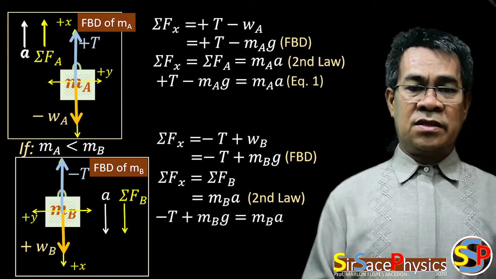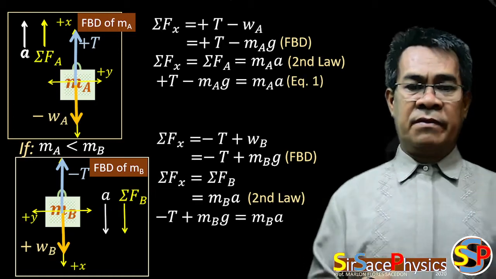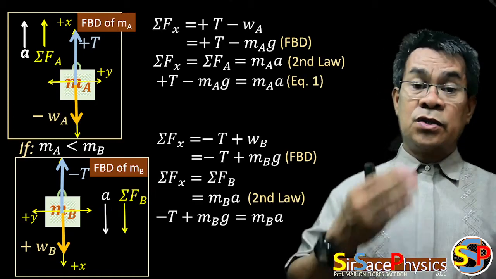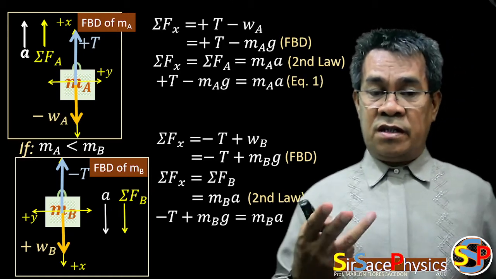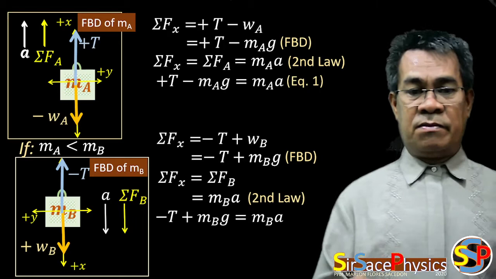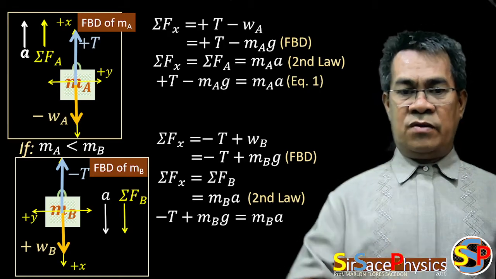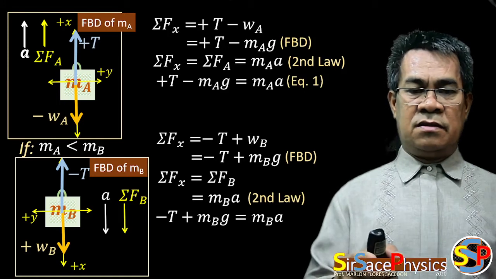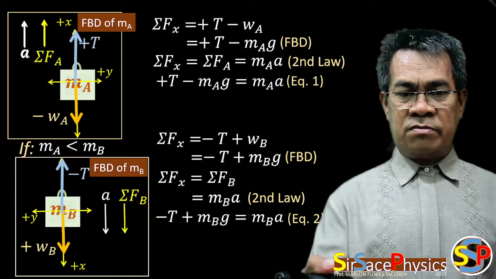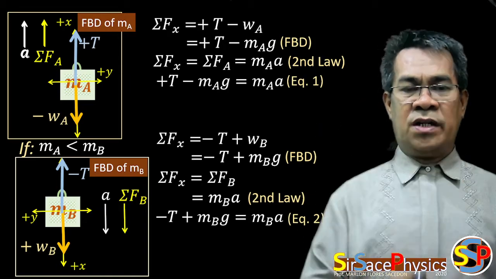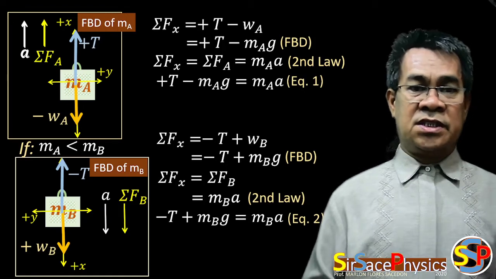Then we can equate the two, which means that negative T plus m_B g, which is coming from the free body diagram, should be equal to mass B times the acceleration A. Okay? So again, we have variable A and we have variable T. No? Then call it equation 2. So there were two variables, but don't worry because in equation 1, we have the same variables. So we can now use the systems of equations.